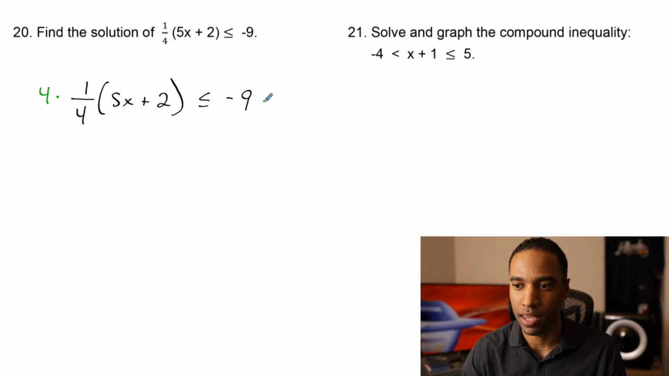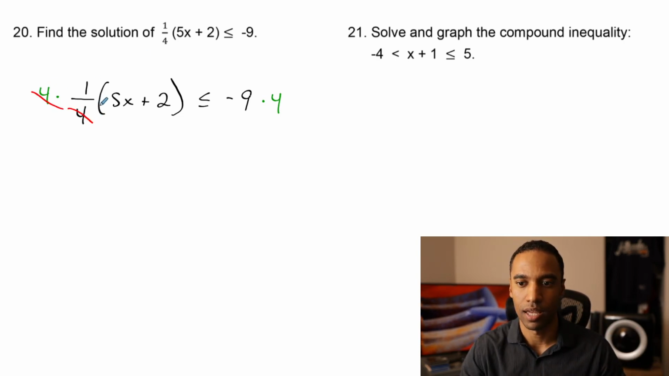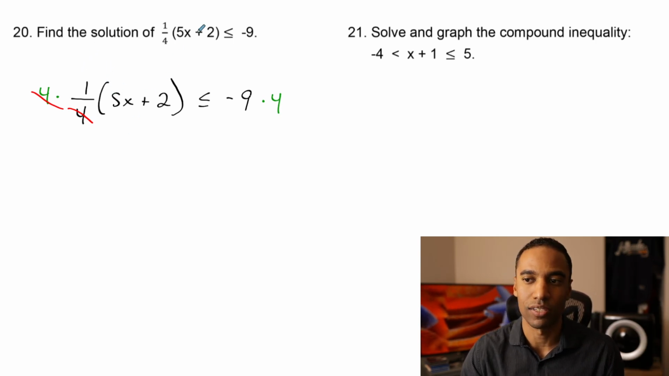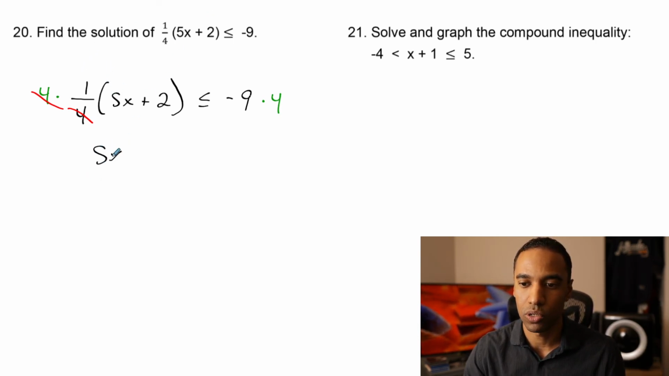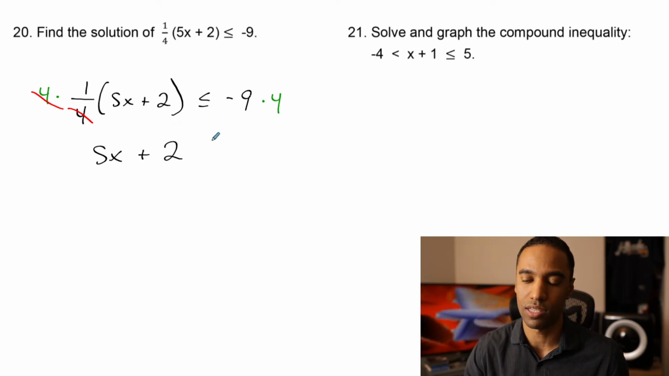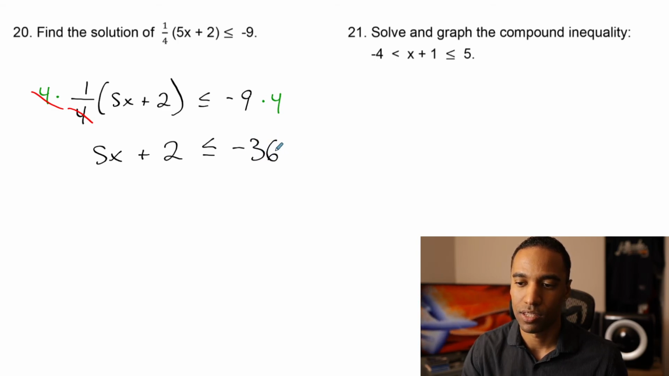This can allow me to get rid of the fraction completely. I don't have to distribute. Distribution's gone. 1 times 5x, guys, is 5x. 1 times 2 is 2. So you don't have to distribute. It's just going to be what's left on the inside. -9 times 4 is -36 right there.